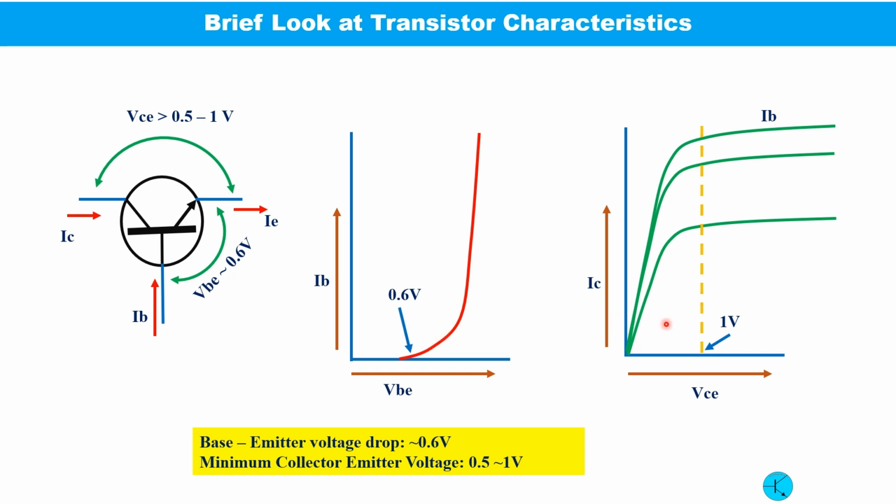The output characteristics or the collector emitter characteristics is shown here. The higher the base current, the higher the collector current, and VCE also changes a little. And this minimum drop we may consider 0.5 to 1 volt.